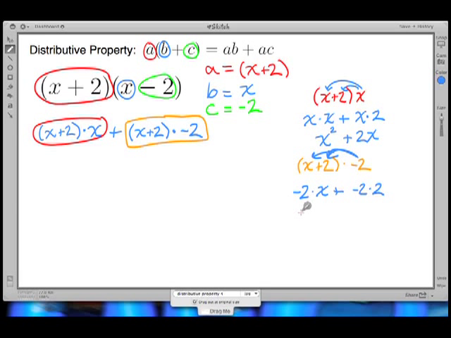And now we can simplify this. Negative 2 times x is negative 2x. Negative 2 times 2 is negative 4. And remember, we don't like to say plus negative 4. We'd like to simplify that one more time. Negative 2x minus 4.